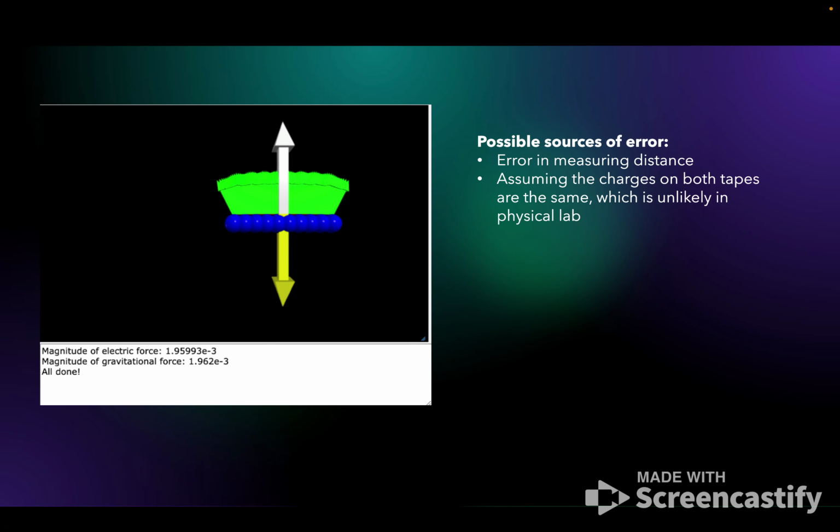Some possible sources of error in this lab are error in measuring distance when we measured the distance in Lab 1, and also assuming the charges on both tapes are the same, which is probably unlikely in our physical lab.